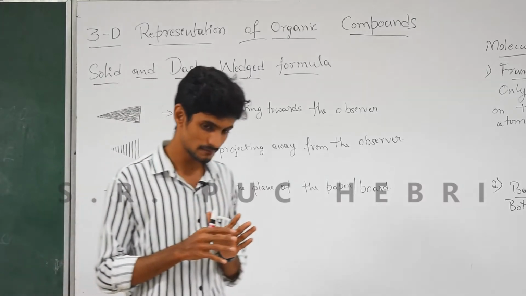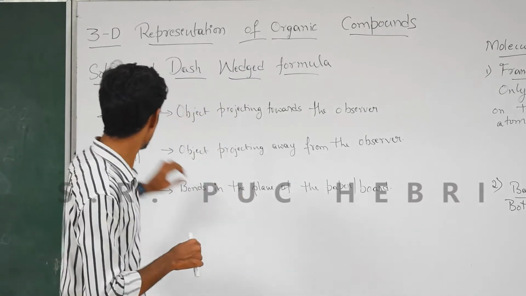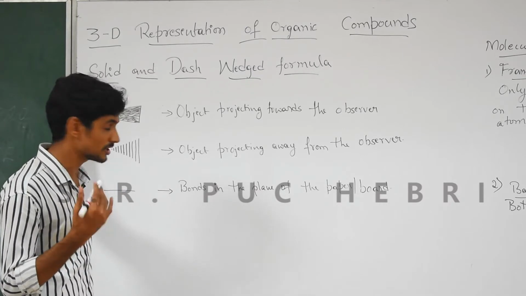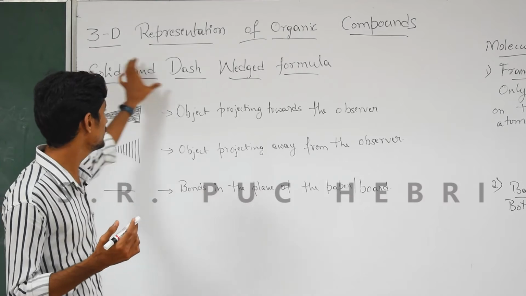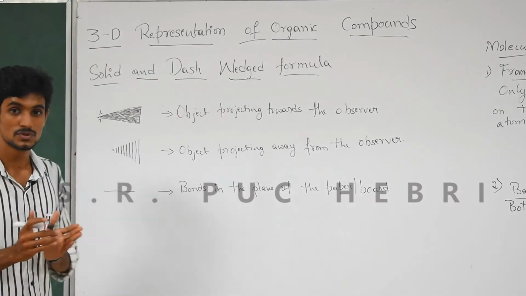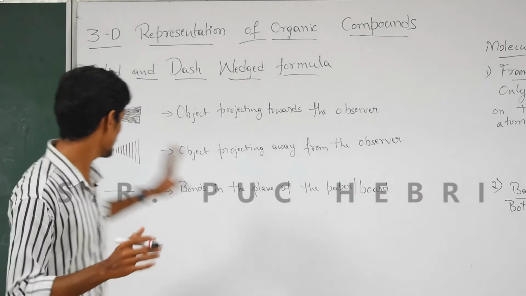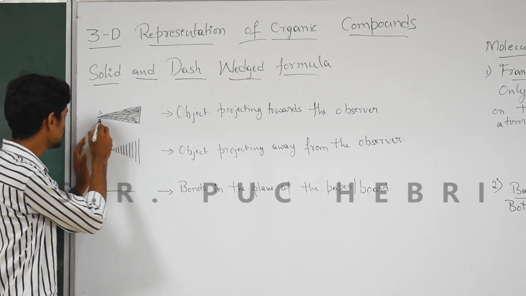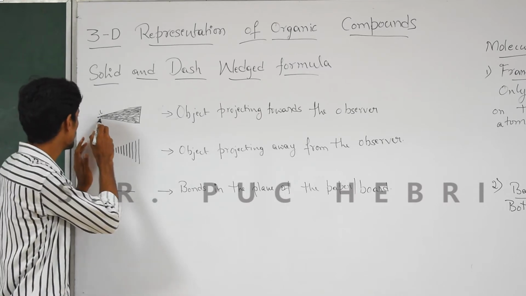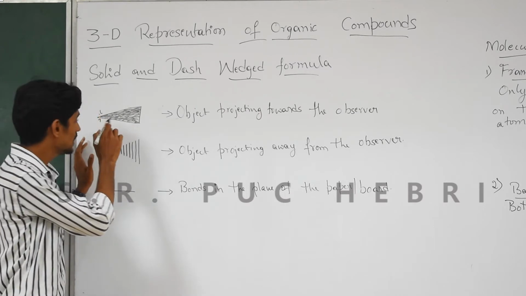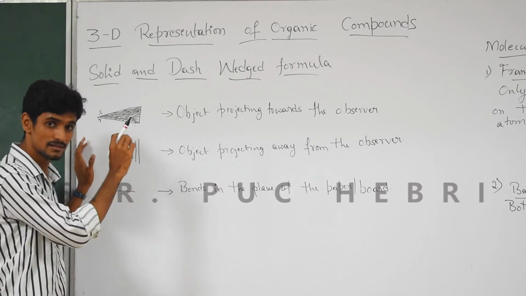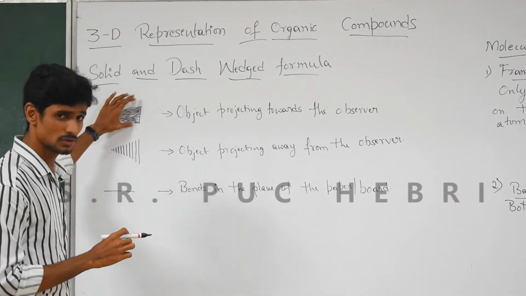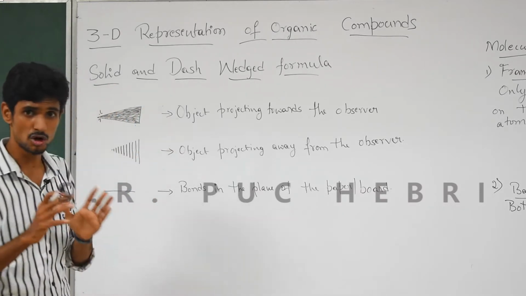For that we have a method for representing the three-dimensional structure of an organic compound, called the solid and dashed wedge formula. So what does this wedge mean? A wedge looks like this. This portion is narrow or thinner, and this portion is broader or wider. This kind of structure is called a wedge.